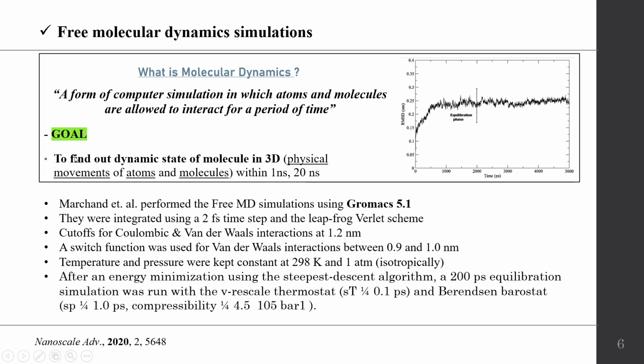The basic goal is to find out the dynamic state of a molecule in 3D, the three-dimensional physical movements of molecules and atoms within 1 nanosecond or 20 nanoseconds. We see the dynamic state of the molecule with respect to the time interval. In this graph, which is derived from the RMSD in nanometer and the time in picosecond, we can see this.